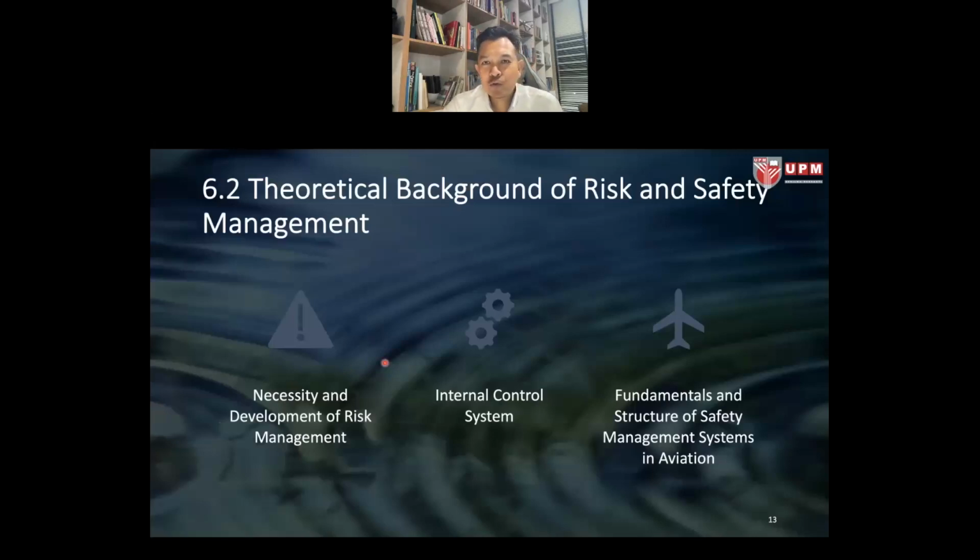Right. So as I highlighted for tonight's presentation, we are going to divide it into two parts. For tonight, we will look into the first two: risk and safety management, which is the necessity and development of risk management, and then we will continue with the internal control system. However, the fundamentals and structure of safety management system in aviation, we will look into in next week's lecture. All right.